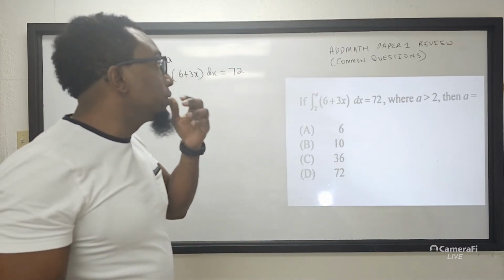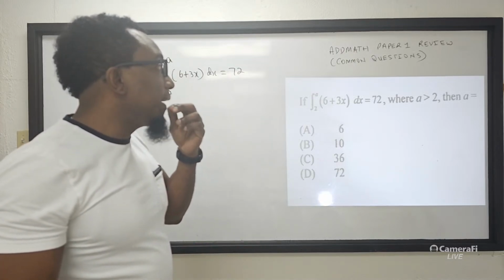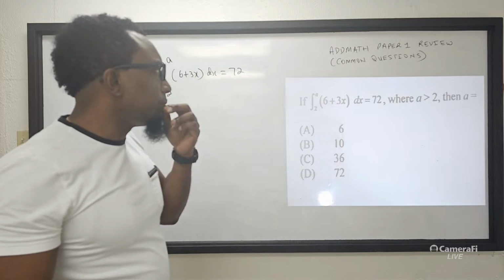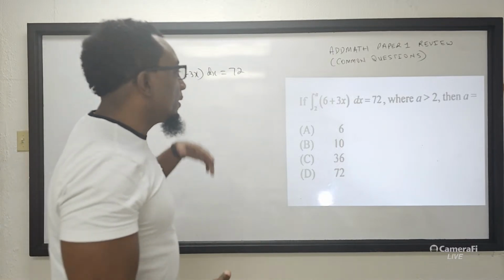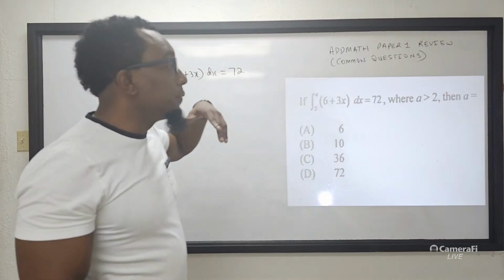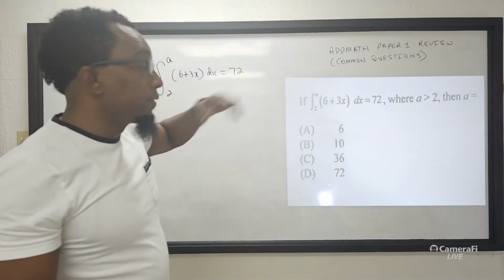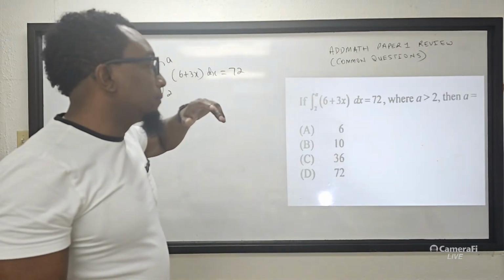So an easy approach when it comes to this question is just to use trial and error. So you're going to try all the values to see which one will give you 72. Okay? So which one will give us 72?